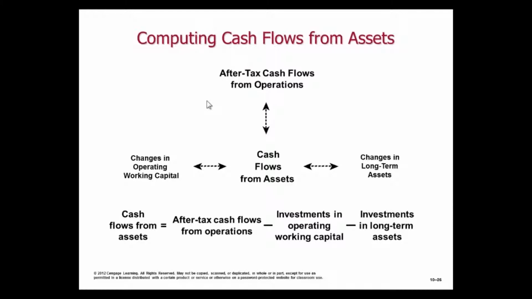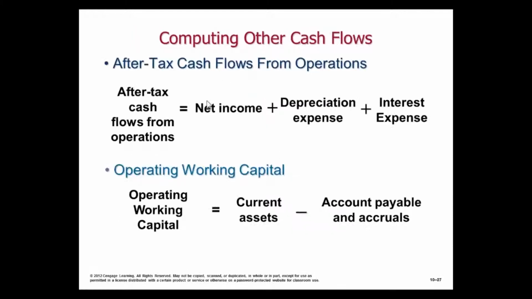And we subtract from that then the investments in the operating working capital. Remember we talked about that. And we subtract from it investments in long-term assets. These are some other cash flows you can look at. After-tax cash flows from operations, you see the equation there. Operating working capital. This is something that's an important number for us to monitor as managers and owners and operators. Our operating working capital is equal to the current assets minus the accounts payable and accruals.